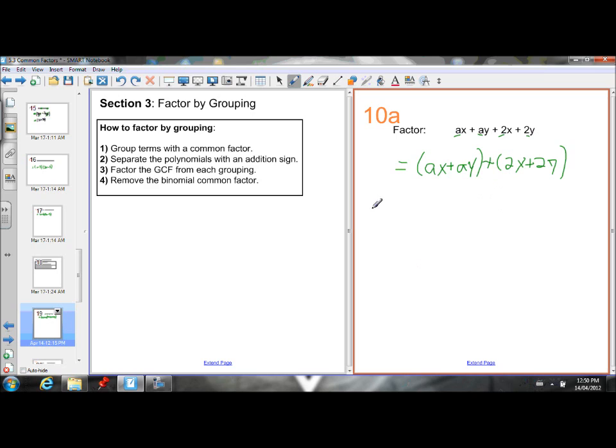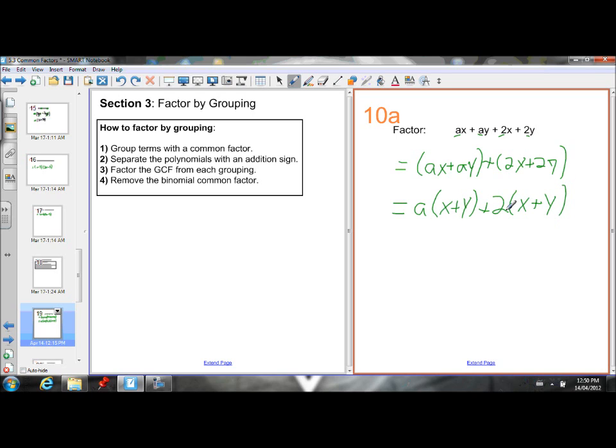That's important. Now what we have to do is remove the greatest common factor from each group. So look at just this group. The greatest common factor is just an a. If I take an a out from both those terms, I'm left with an x plus y. And the greatest common factor of this group, I can take out a 2. If I take out a 2, I'm left with an x plus y.